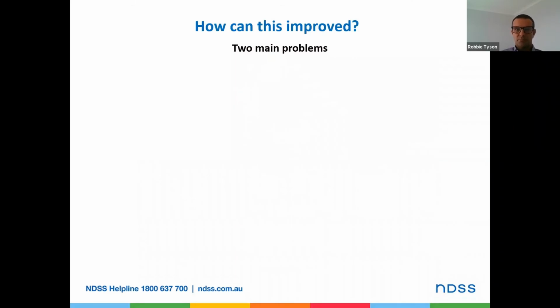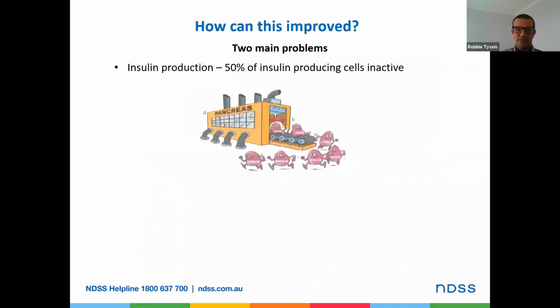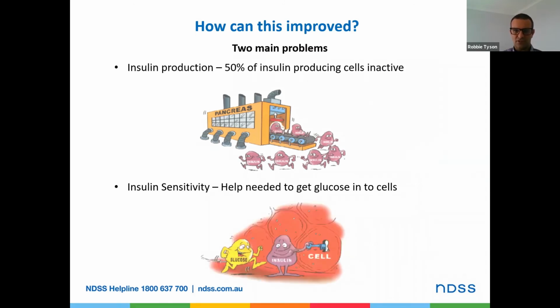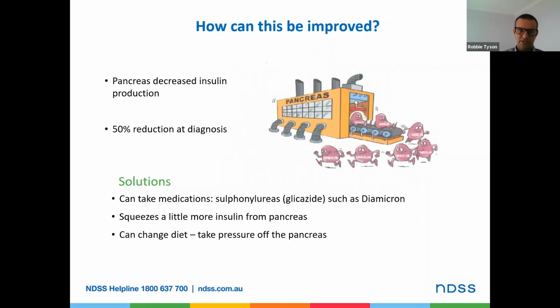So how can this be improved? Well, the two main problems, we said that there's a decreased production of insulin. Around about 50% of insulin producing cells are inactive at diagnosis of type 2 diabetes. The other thing is the insulin that is being secreted isn't working quite well enough. We call that insulin resistance. So we need to try and increase the insulin sensitivity. So pancreas decreased insulin production, we said 50% at diagnosis.